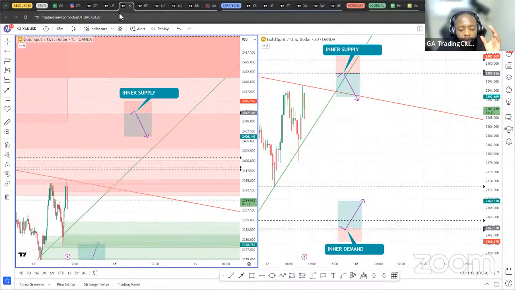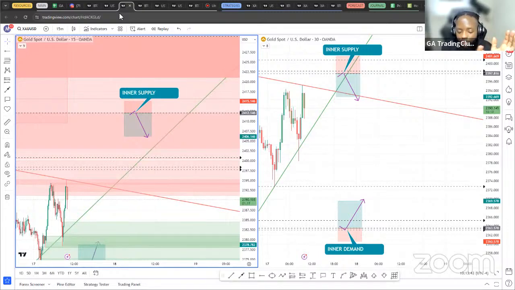When instruments get to those psychological levels, you expect them to manipulate price. For gold, I normally expect a 200 pip manipulation, a $20 manipulation. If gold gets to even numbers, you expect a $20 manipulation, depending on whether it's going up or down. For US 30, you expect a 250-point manipulation.